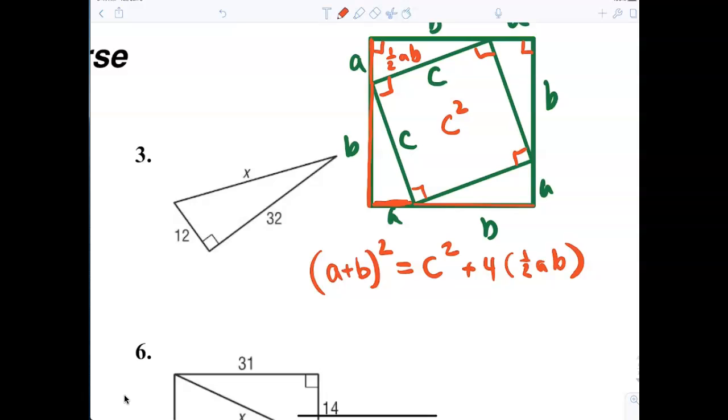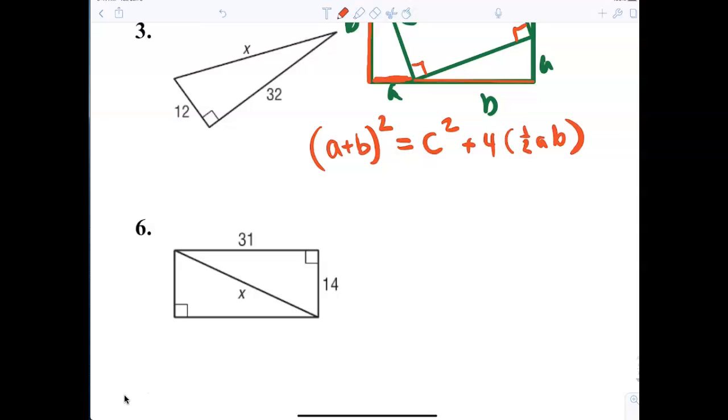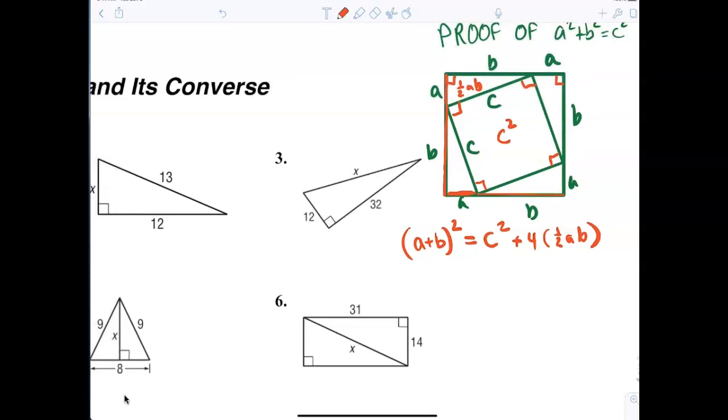Everybody see that? So now, does everybody agree that (A plus B) squared is equal to C squared plus 4 times 1/2 AB? Please, if you don't understand what I did, please tell me. Where did you get 4? Okay, very good question. Thank you very much. There's 1 triangle, 2 triangles, 3 triangles, 4 triangles. You good now, right? Anybody else have any objections to that now?